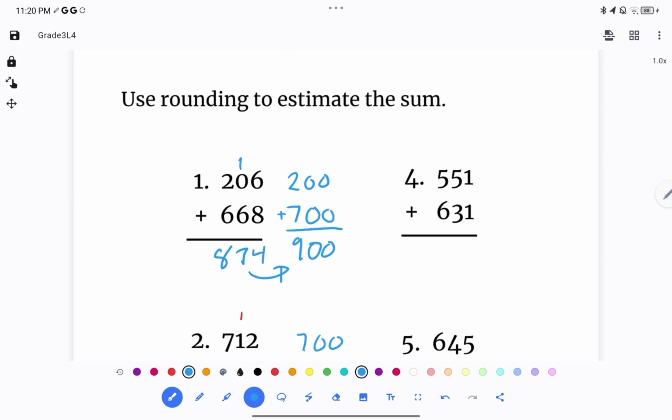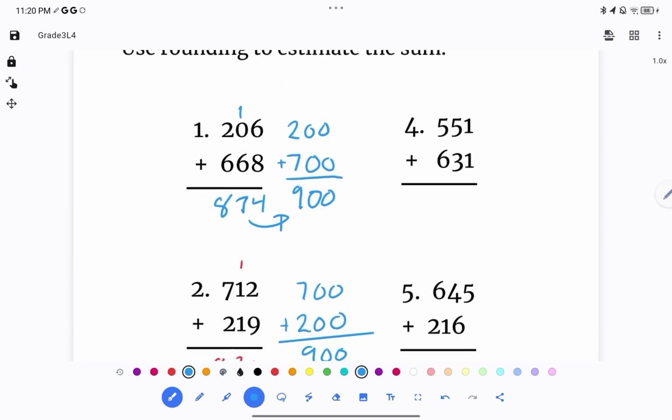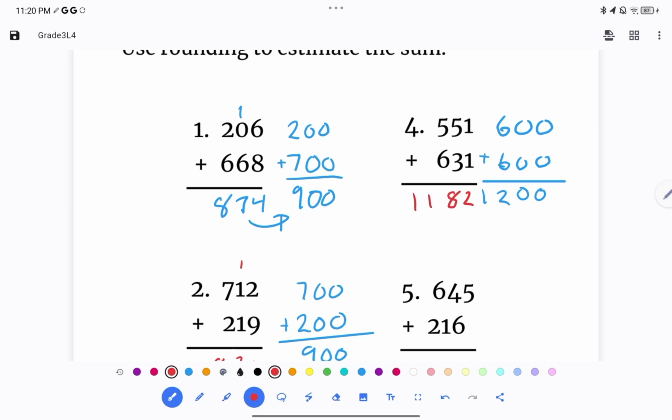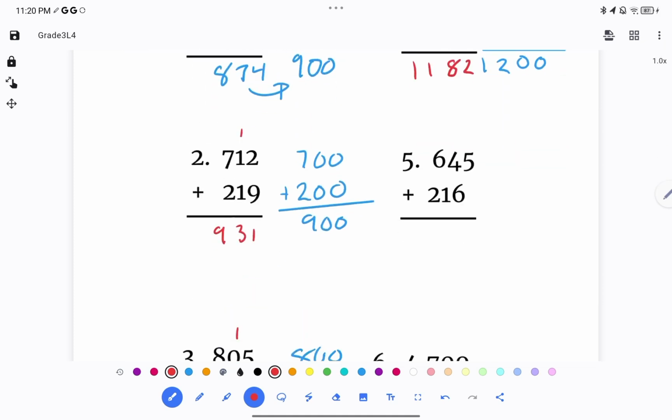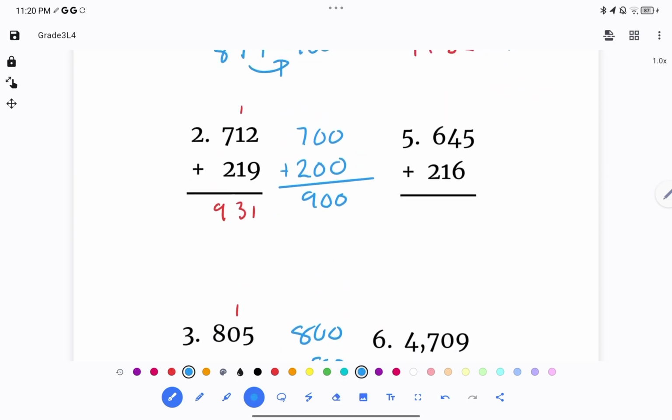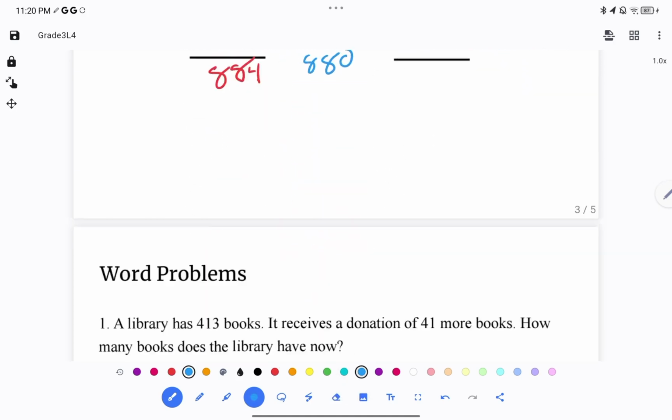One last one. 551 is closer to 600 than it is to 500, so we're going to round it to 600. 631 is closer to 600 than it is to 500, so 0, 0, 2, carry the 1, 1200. And let's just double check, or I'll double check my work, and I get 1182, which is close enough to 1200, so yeah, that works. And do 5 and 6 on your own.